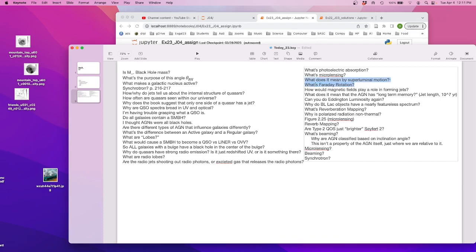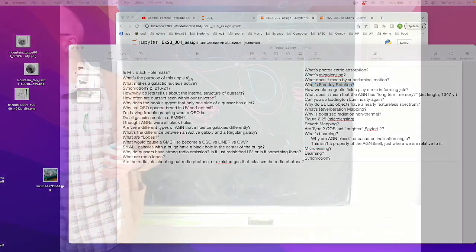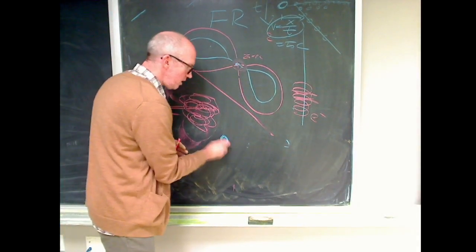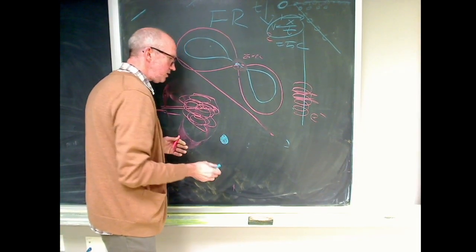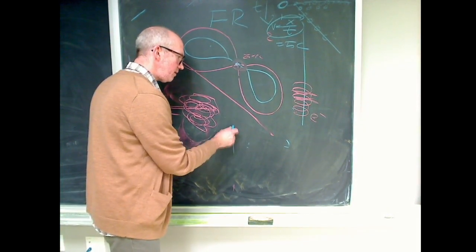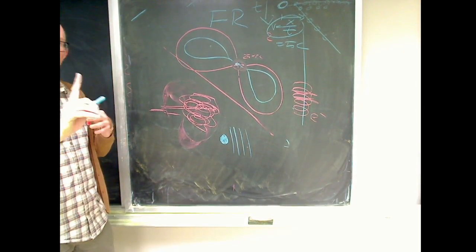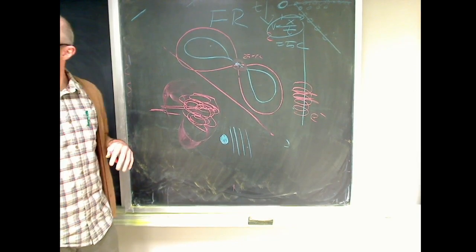What is Faraday rotation? Faraday rotation is the rotation of a polarized signal. If I have a quasar, sometimes the light coming off of that quasar is polarized. That means the electric field is all lined up. The electric field is consistent.